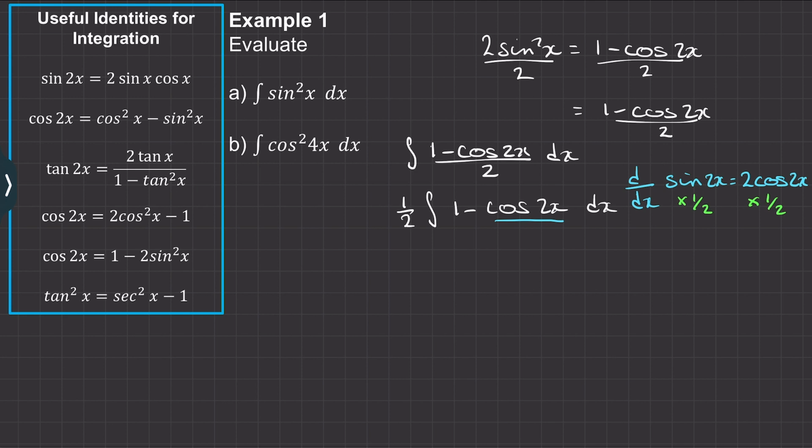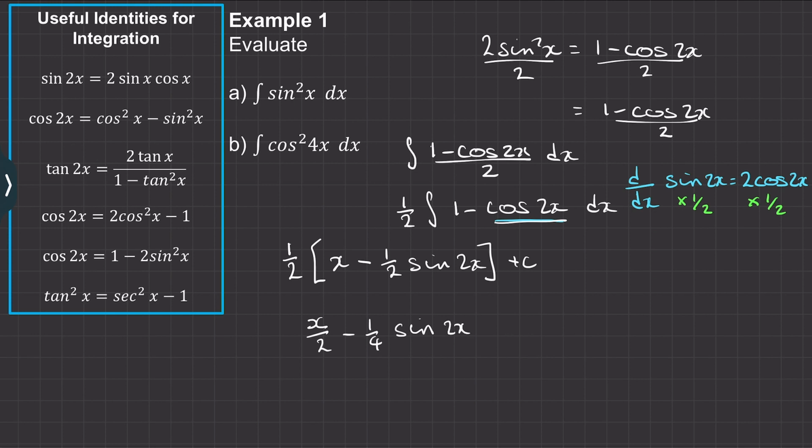So now we can carry on with our integral. We have 1/2 of the integral of 1 with respect to x, which is just x, minus the integral of cos 2x, which we know is 1/2 sine 2x, plus the constant. Now we can expand out these brackets, so we get x over 2 minus 1/4 of sine 2x plus c. And this is the integral of sine squared x with respect to x. Okay, let's try question B.